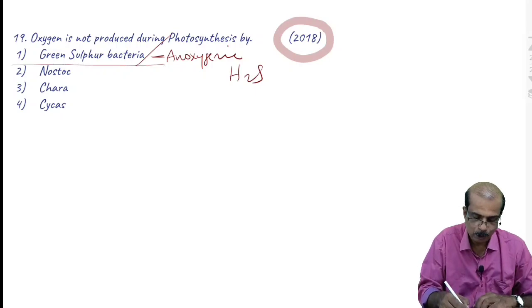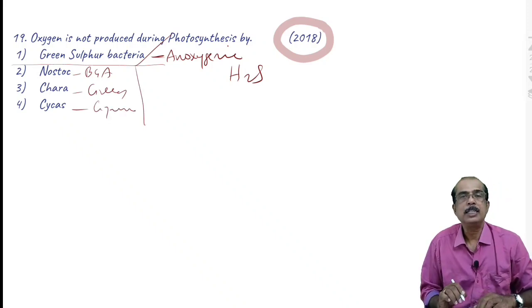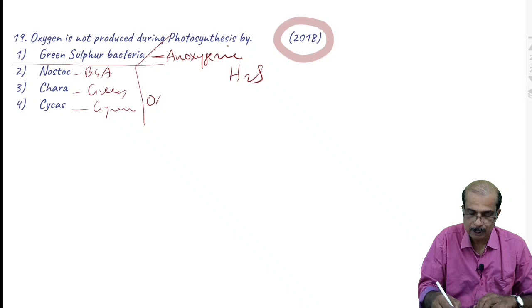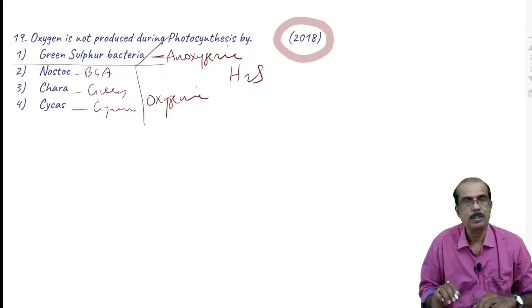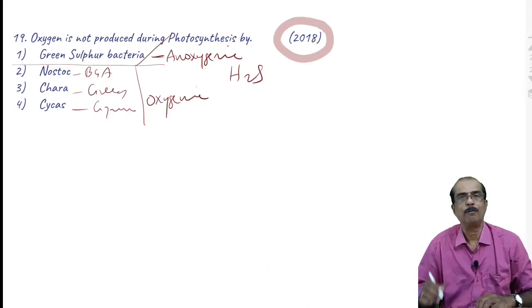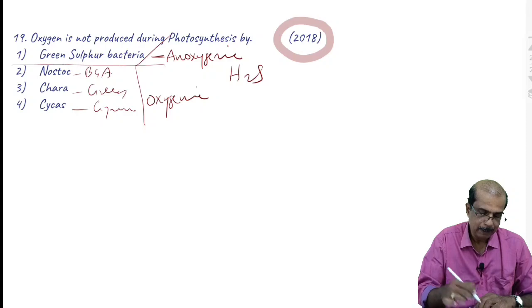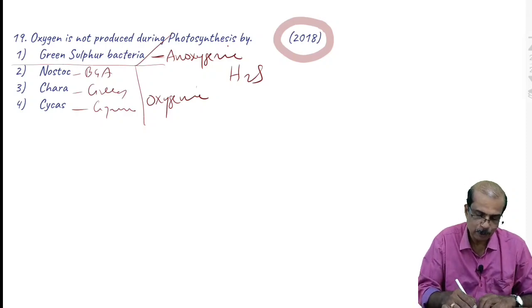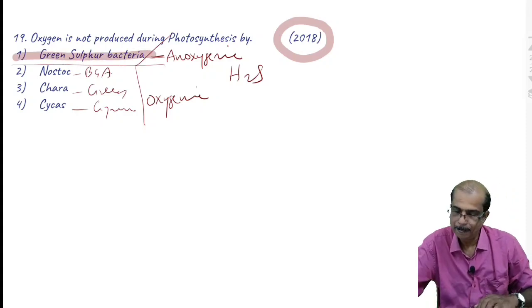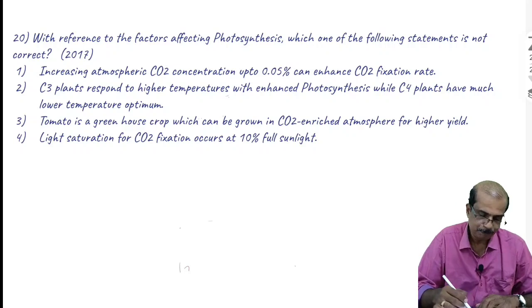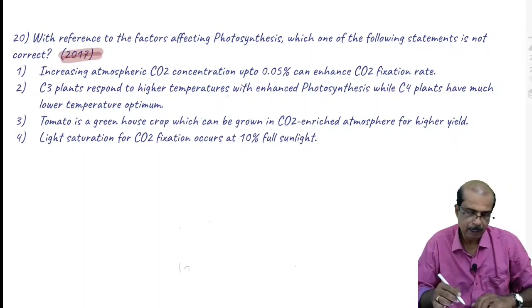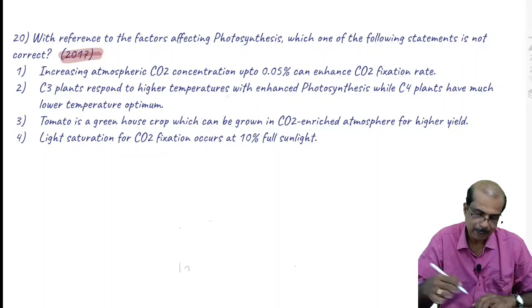Nostoc, which is a blue-green alga, Chara, a green alga, and Cycas, a higher plant, a gymnosperm. In these plants, there is oxygenic photosynthesis. Oxygen is evolved during photosynthesis. So, the answer to our question is the first option, green sulfur bacteria. This is the last question, asked during the 2017 NEET examination. It is a statement.